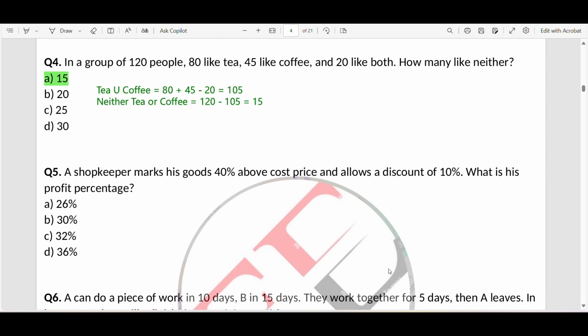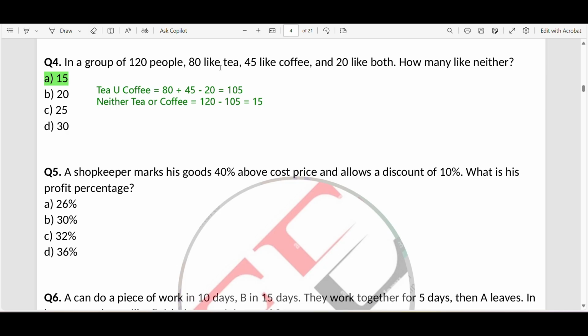There is a group of 120 people, and in that group 80 people voted for tea, 45 people voted for coffee, and 20 people voted for both. They like both tea and coffee. So how many like neither? Meaning, from these 120 people, how many do not like tea or coffee? That is the question we have asked.